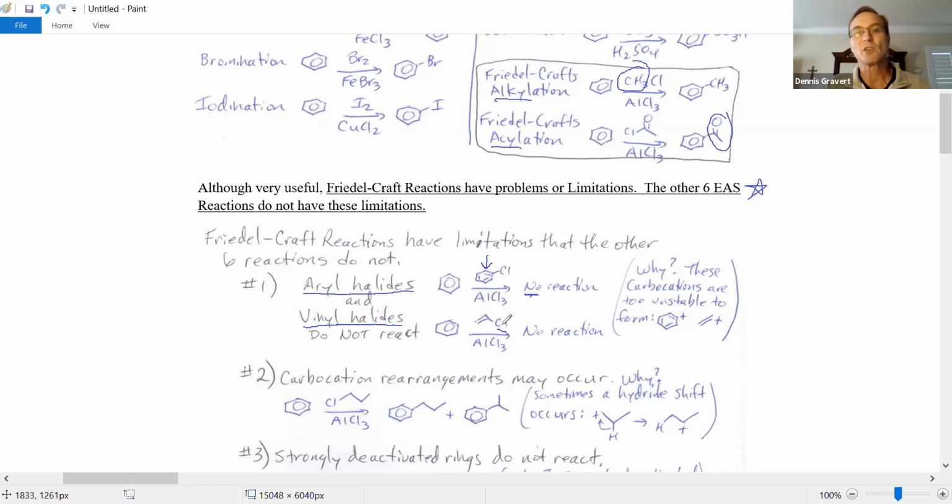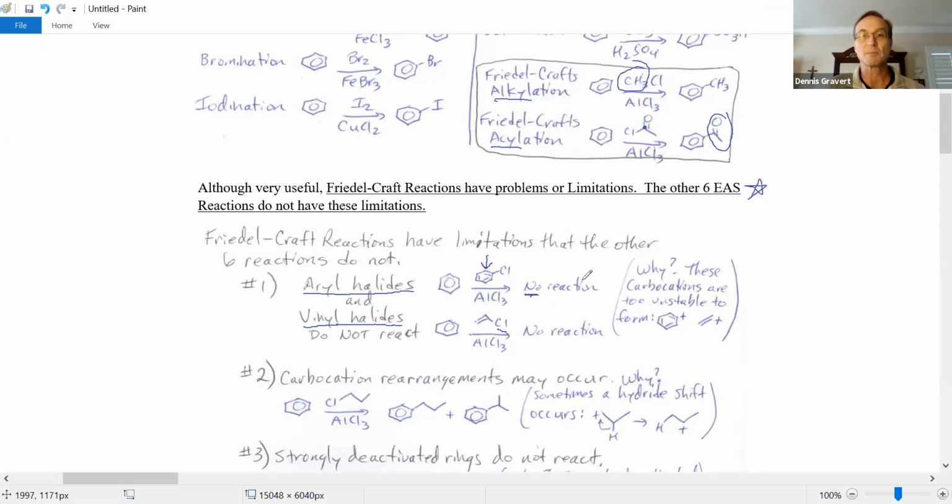If your halide is connected to an sp2 hybridized carbon, this is sp2. So let's say it a different way. If the halide's connected to benzene or to an alkene, it doesn't work. It's not a reagent for Friedel-Crafts. That's the bottom line. That's what you need to know. Some students ask, what's the reason for that? If I know the reason, that'll help me remember this concept.